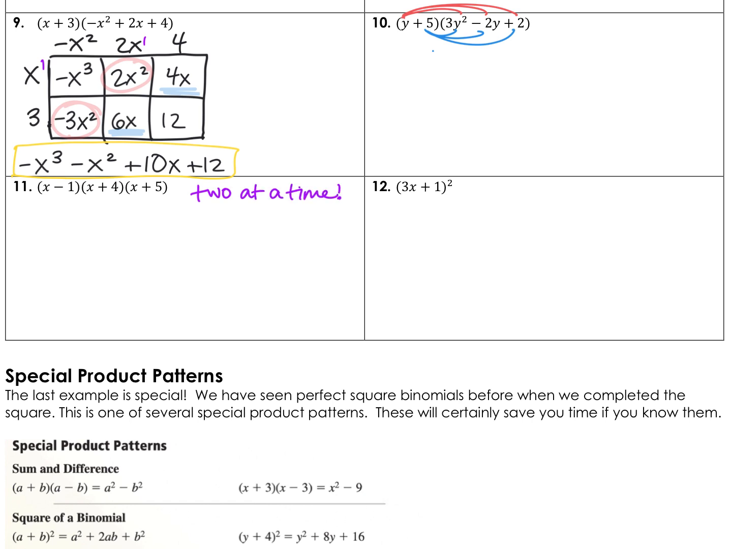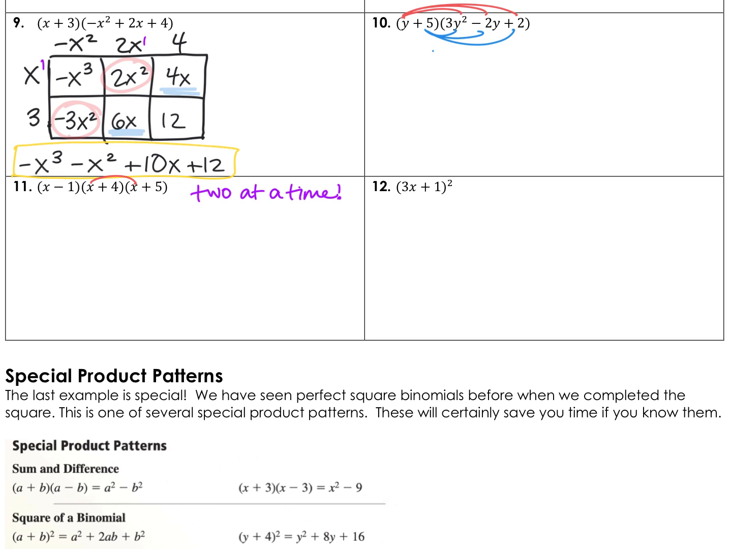I see a lot of mistakes on this. People just space out and forget how to do it. So make sure you do 2 at a time. So you're going to see me actually do the last 2 first. You can do the first 2 first if you want. It doesn't matter. Okay, I'm going to do x times x, so I'm doing the second 2 first.